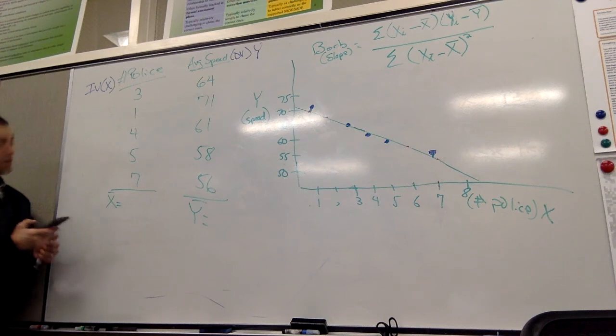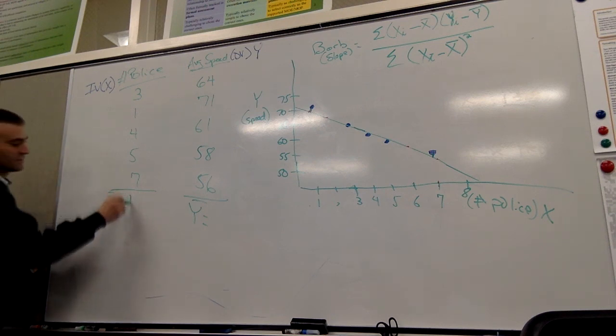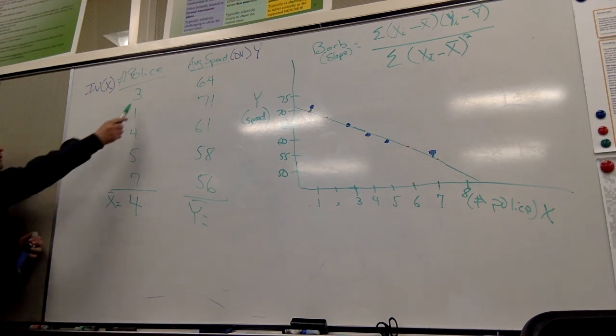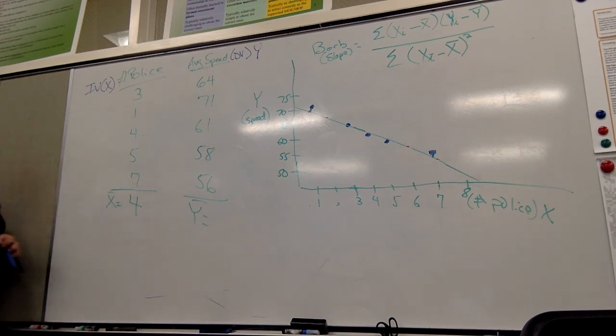So x bar: 3 plus 1 plus 4 plus 5 plus 7 is 4, 8, 13, 20, right? 20 divided by 5, I got an x bar of 4. So the average number of police cars in this data set of 5 observations is 4.